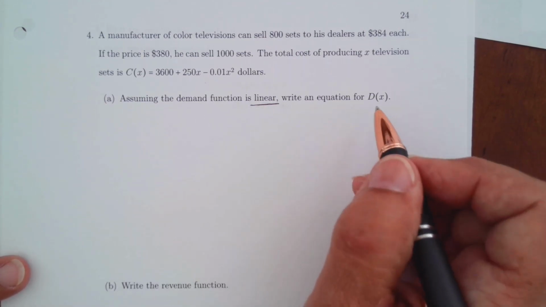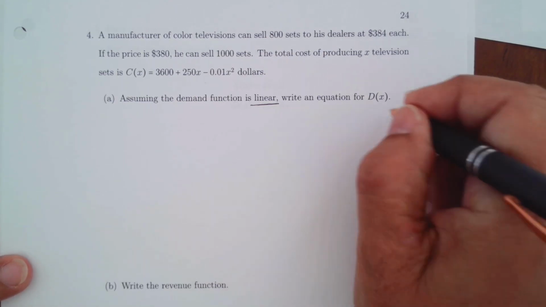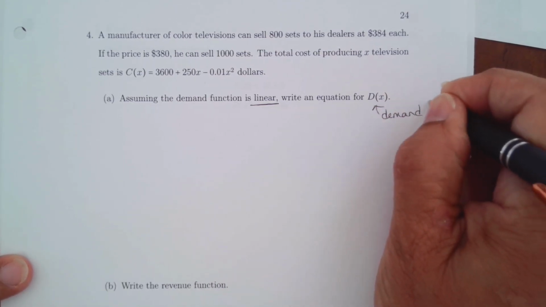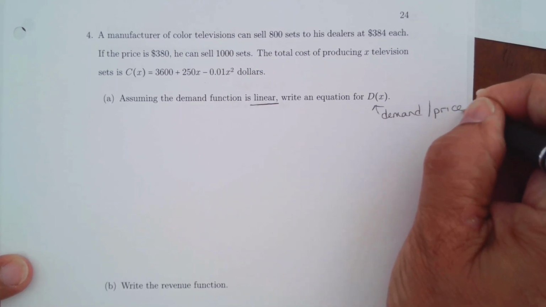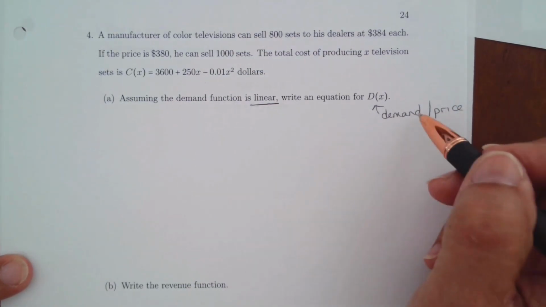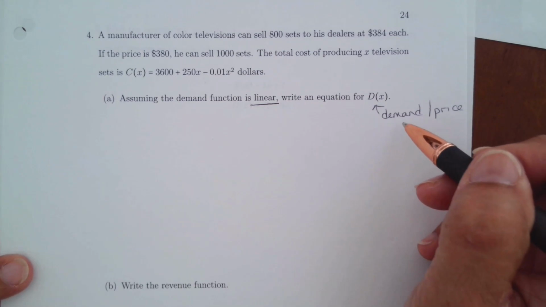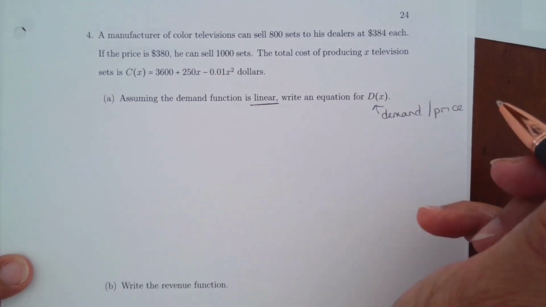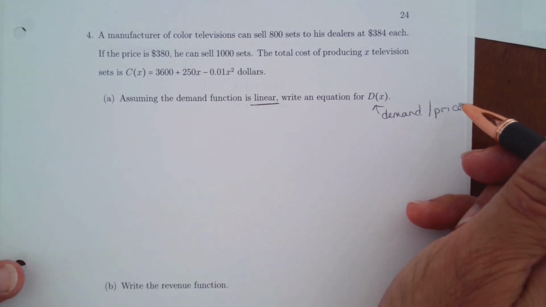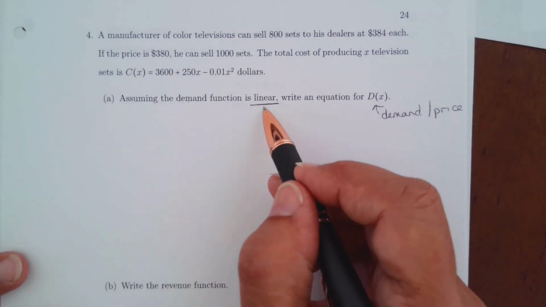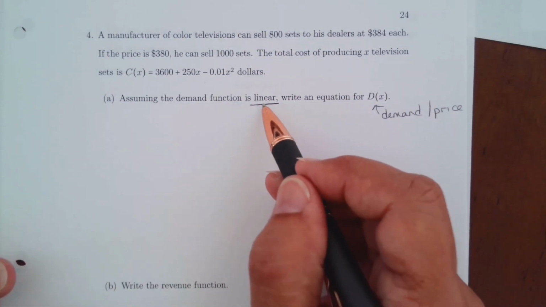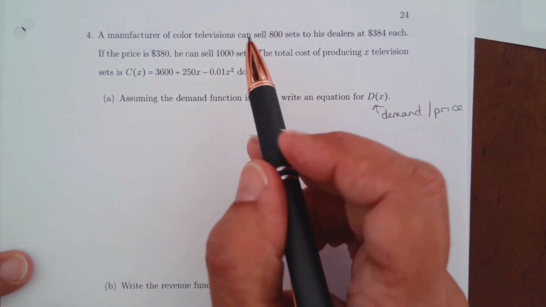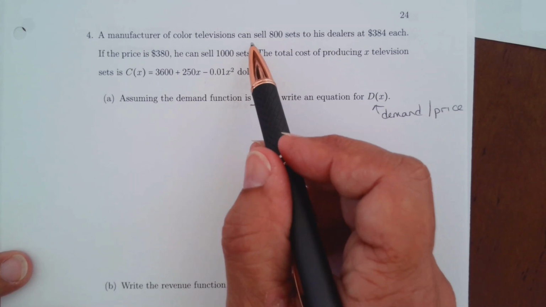Okay, what was d of x? Okay, remember, this is the demand, which is the same thing as the price, right? Those are the same thing. Okay, the demand is not divided by, it's demand. D of x stands for the demand function, which is the same thing as the price. All right, and it tells me that this function is linear. So that means there's some ordered pairs involved. And right up here, they gave me those ordered pairs.